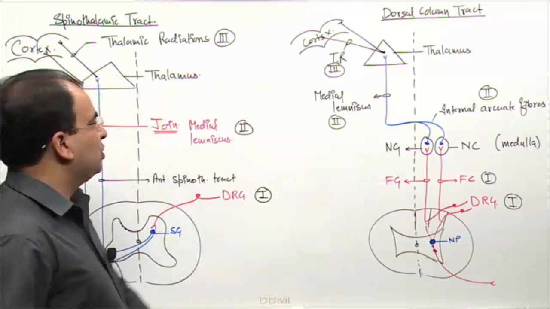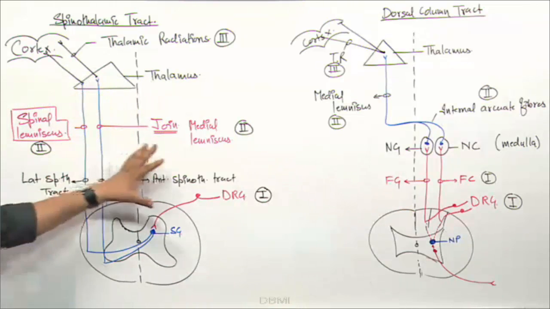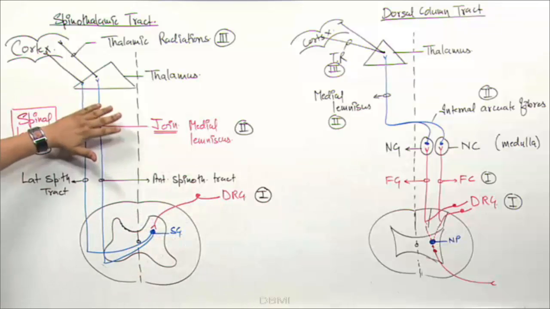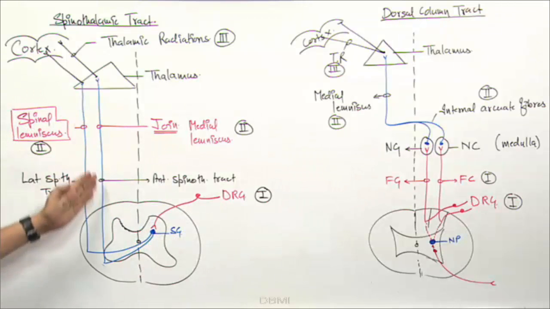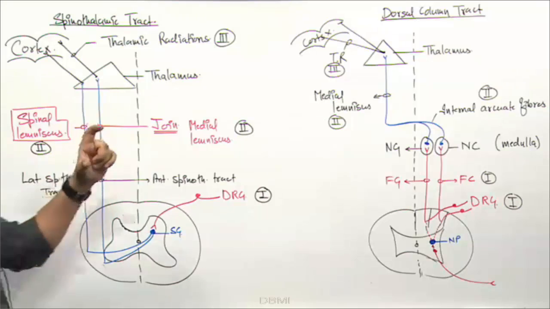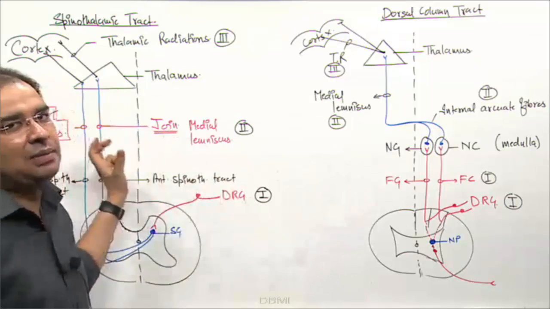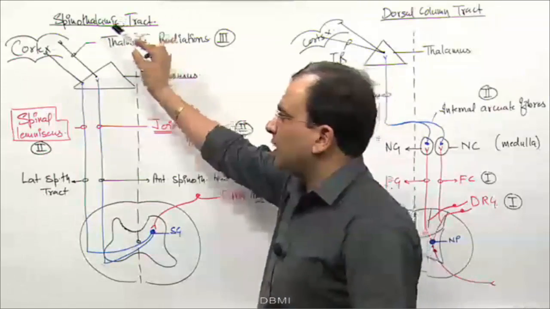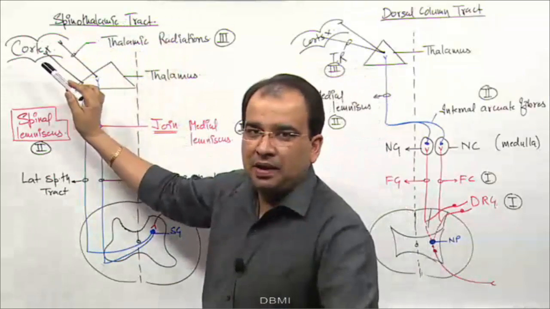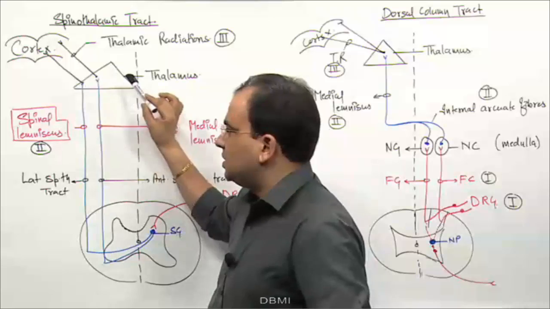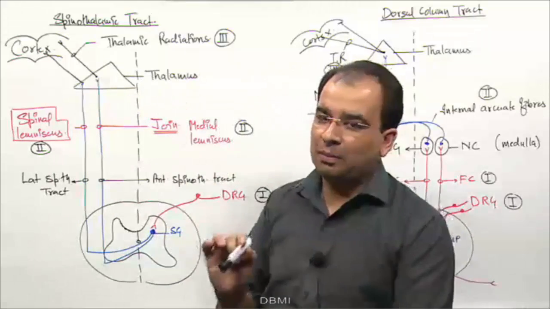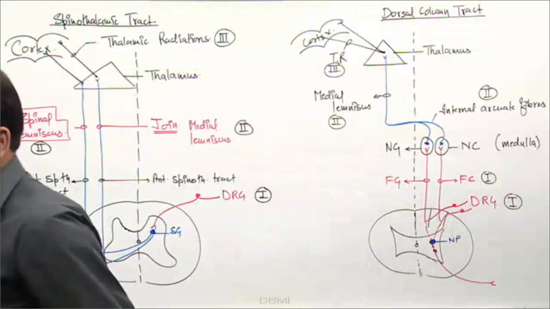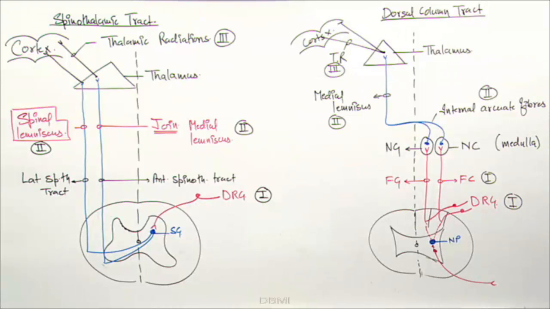And please note one more thing here, that out of all the sensation which are going through the spinothalamic tract, the pain, temperature, touch, pressure, highest center for the pain is thalamus only. Pain will not go into the cortex. There is no area in the cortex which represents the pain. So please note, thalamus is the highest center for pain.